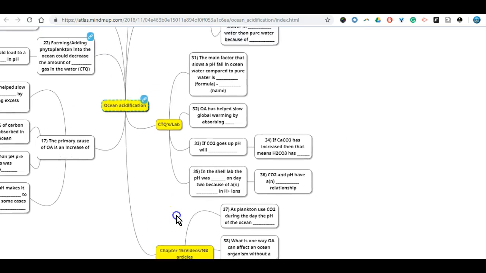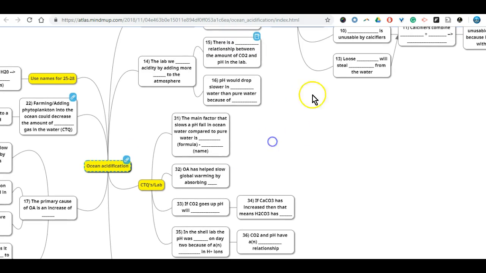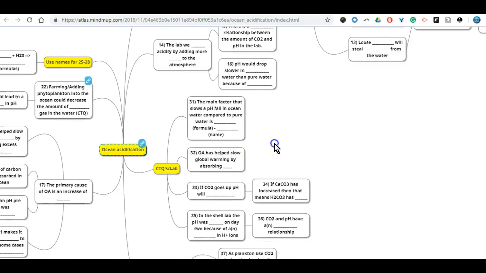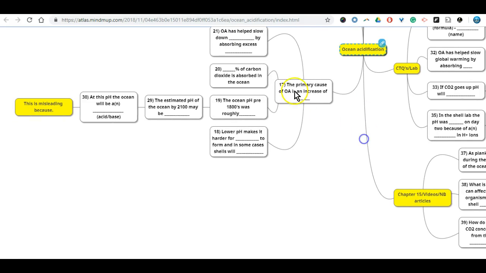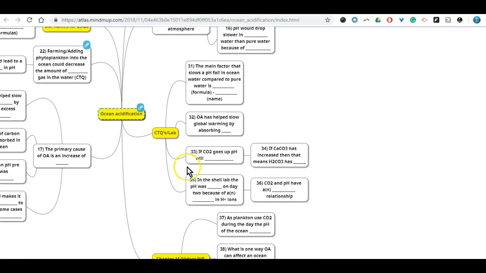All right, moving on over to 31 through 39. The main factor that slows the pH fall in ocean water, again, it's kind of repetitive from up here, is CO3. So it's CO3, that's the formula, and the name is carbonate. Now, the ocean has helped slow global warming by absorbing CO2. It's kind of what this was saying over here. If CO2 goes up, the pH will go down.